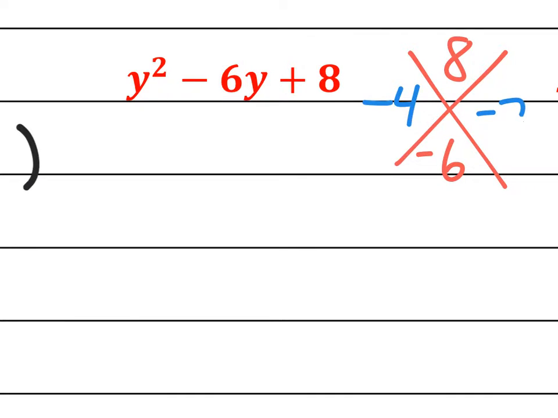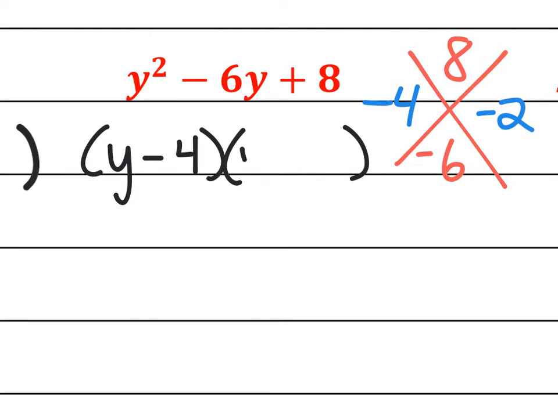Bingo. So then it breaks up into y, pay attention to your variable. The variable might change on you. Y minus 4, the quantity times the quantity y minus 2. And again, you can check this, FOIL it out, double distribute, multiply each to each, whatever you'd like to call it, to see if you're correct.